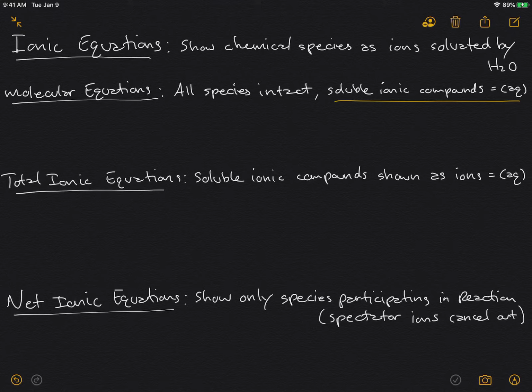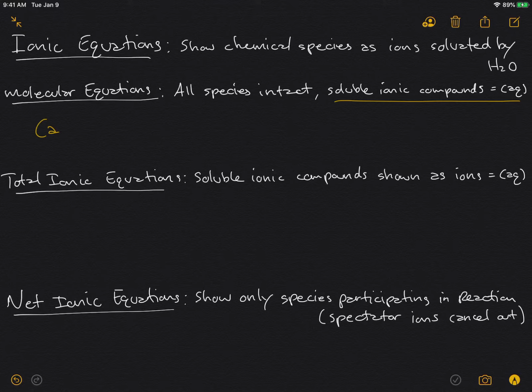The net ionic equation shows only the species participating in the reaction. The spectator ions get canceled out, and I'll show you what I mean by that in just a minute. So let's take a look at an example. The molecular equation we're going to look at is the reaction of calcium nitrate plus sodium sulfate.